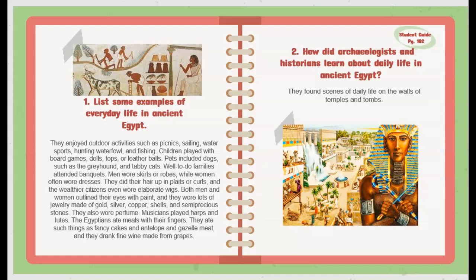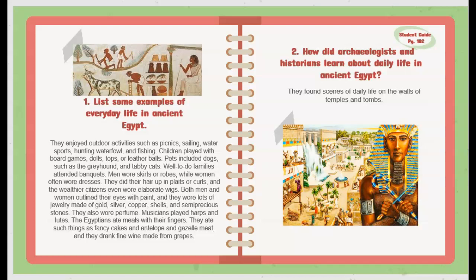They enjoyed outdoor activities such as picnics, sailing, water sports, hunting, waterfowl, and fishing. Children played with board games, dolls, tops, or leather balls. Pets included dogs such as the greyhound and tabby cats. Well-to-do families attended banquets. Men wore skirts or robes, while women often wore dresses. They did their hair up in plaits or curls, and the wealthier citizens even wore elaborate wigs.